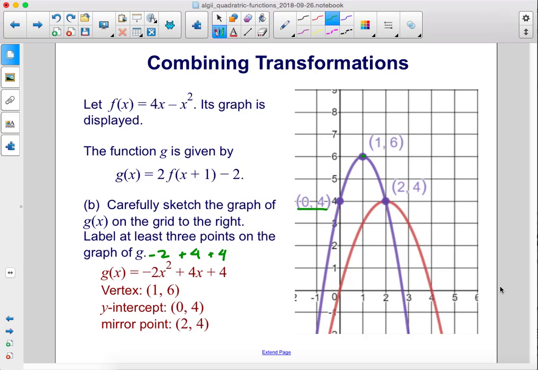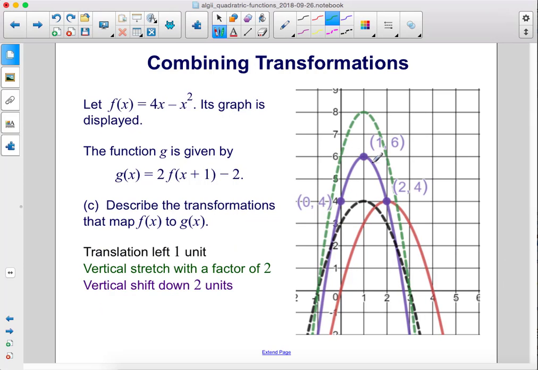Walking through the transformations, we start out with our red graph here, f of x. Then we move the whole thing to the left 1 unit because we have this plus 1 here. So that's the black parabola. The red one moved to the left 1. Then we vertically stretch the black parabola into the green parabola because we have the factor of 2 here. So now we have the green parabola. And then we are going to vertically shift down 2 units because we have this negative 2. So we take the green parabola and move it down 2, and we end up with the purple graph of g of x.